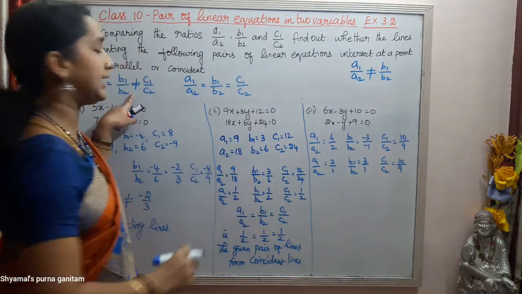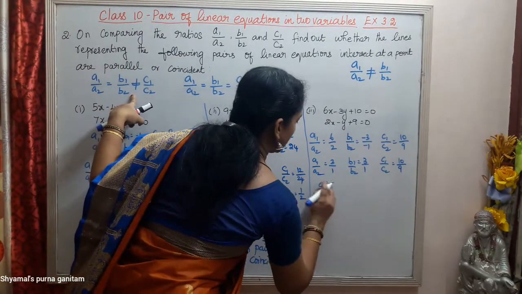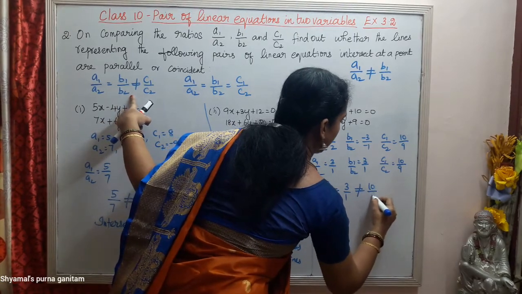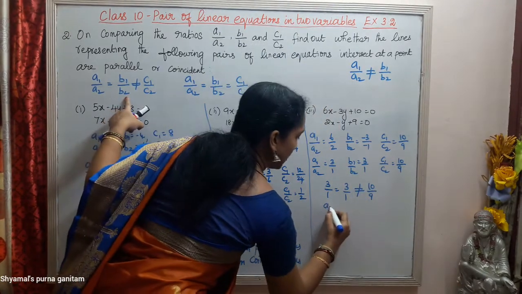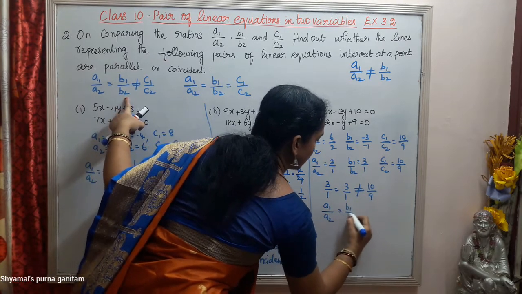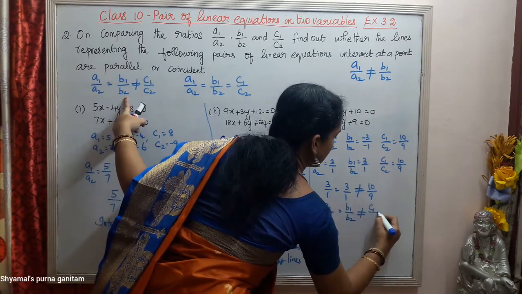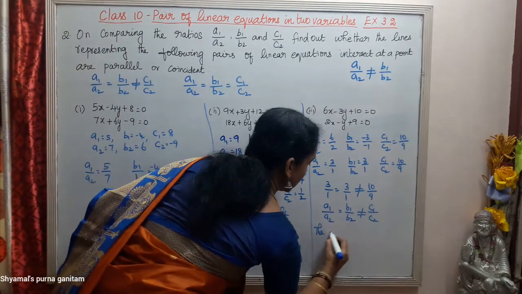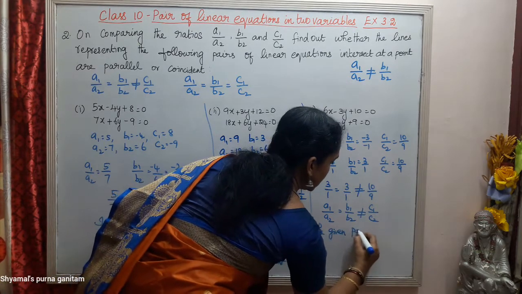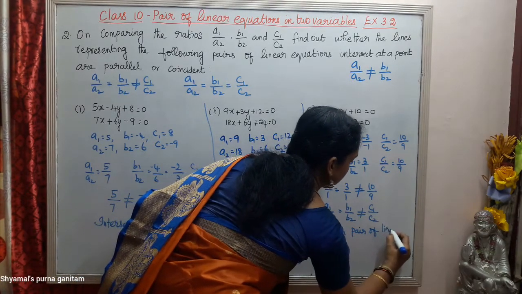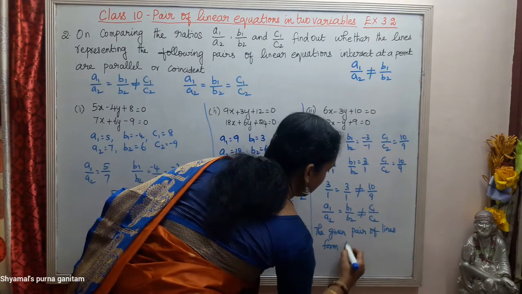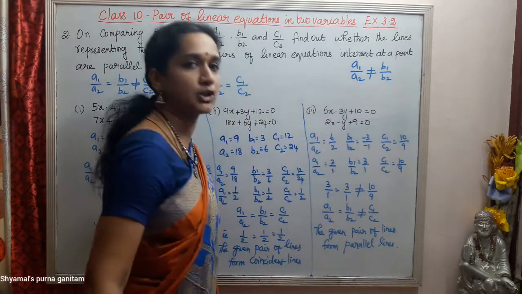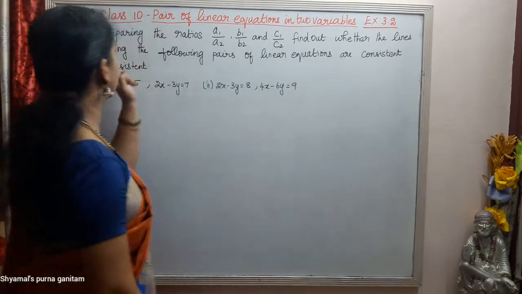So here we get the condition 3 by 1 is equal to 3 by 1 is not equal to 10 by 9, that is A1 by A2 equal to B1 by B2 not equal to C1 by C2. So this forms parallel lines. The given pair of lines form parallel lines. This is how it has to be done. Now we will do the third sum.